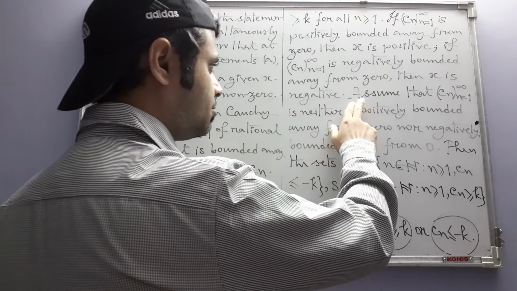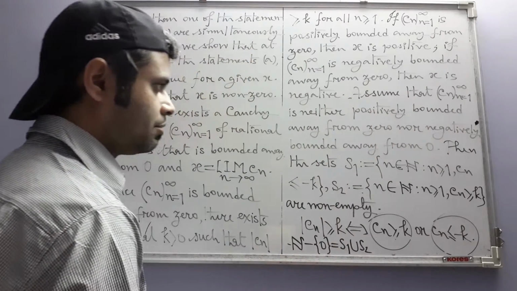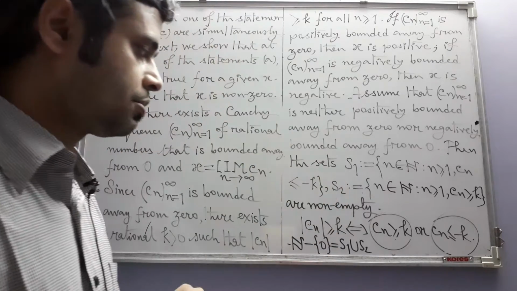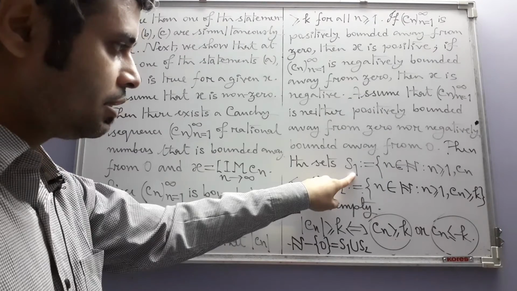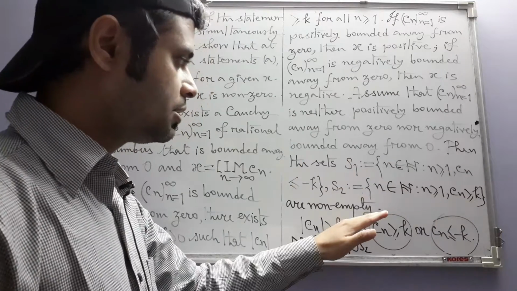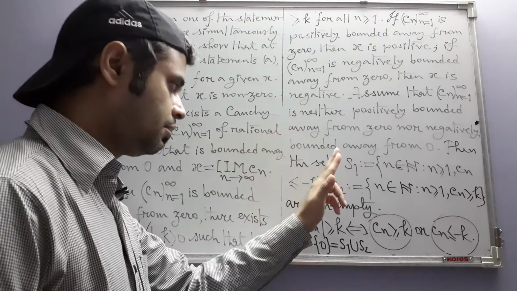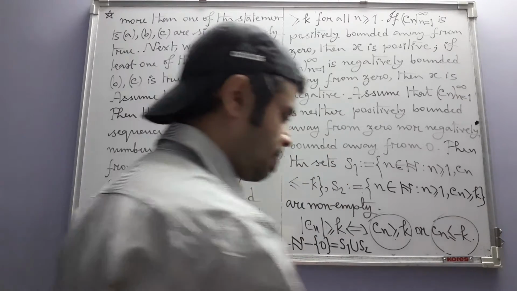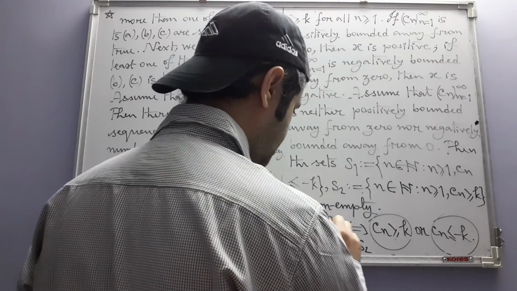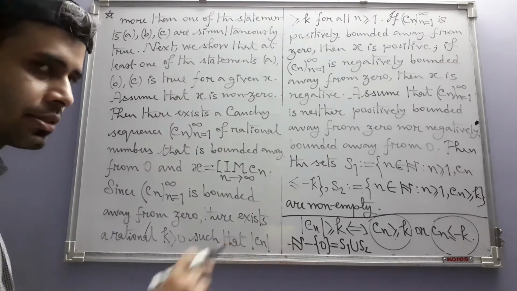But we have already assumed that Cn is neither positively bounded away from 0 nor negatively bounded away from 0. So neither S1 nor S2 can be empty. If S1 is empty, then Cn is positively bounded away from 0. If S2 is empty, Cn is negatively bounded away from 0. So because of our assumption, these two are non-empty sets. Let me just keep this part. It's not a part of the solution, but it elaborates the situation.